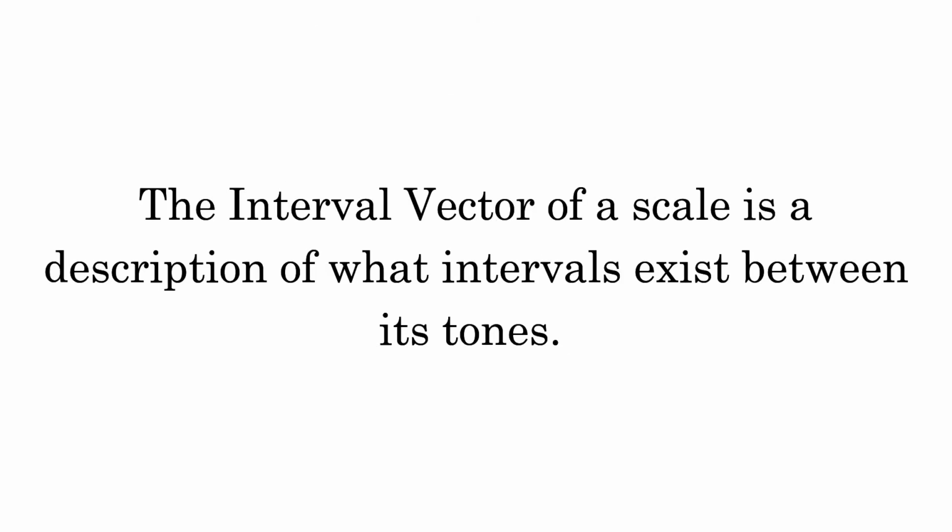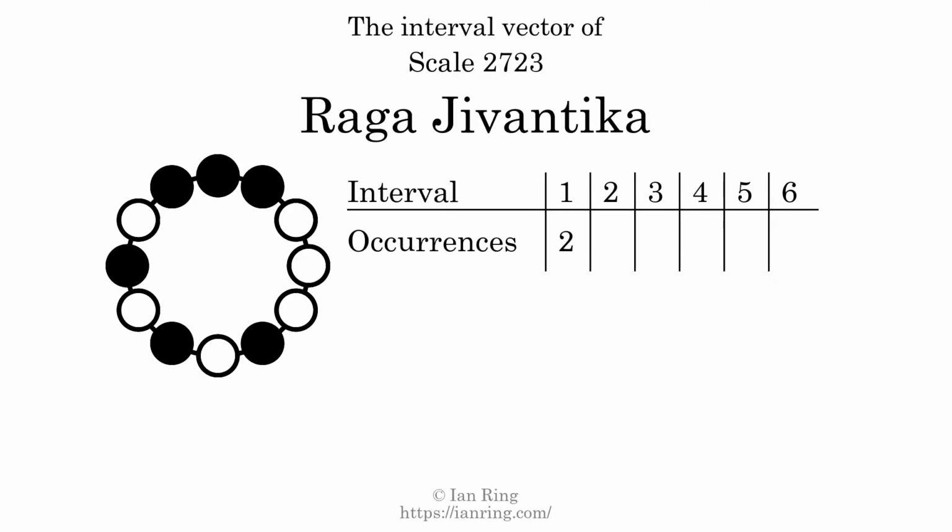The interval vector of a scale is a description of what intervals exist between its tones. There are 2 intervals with a size of 1 semitone. They are here and here. There are 4 intervals with a size of 2 semitones. They are here, here, here, and here. There is 1 interval with a size of 3 semitones.